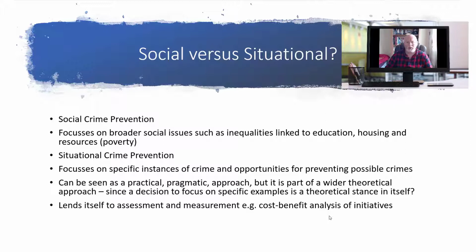Situational crime prevention focuses on the particular instances of where crimes tend to be happening, and how we prevent crimes coming about. This is just one way that you can divide it up. You can take other approaches, but it's quite a useful approach, and I will acknowledge both of these as we go through the slides. Situational crime prevention is often seen as very pragmatic. It's about what works, which is fine.